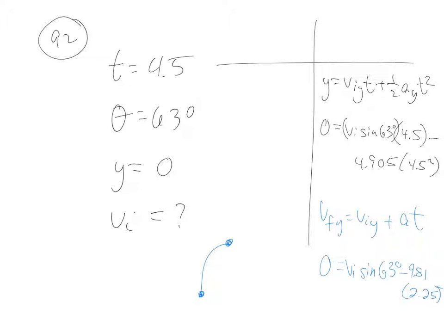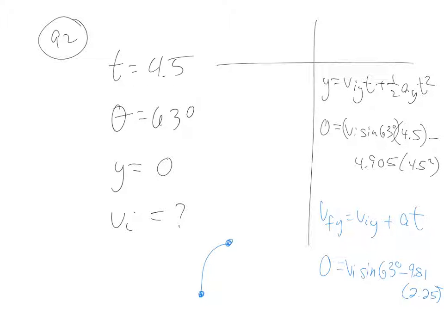It would be a problem where I'm asking you, find the max height or find the time to max height, where you probably use this equation, or the VF squared equals VI squared plus 2AY equation, and you only need the y direction itself. Okay? Expect something like that.